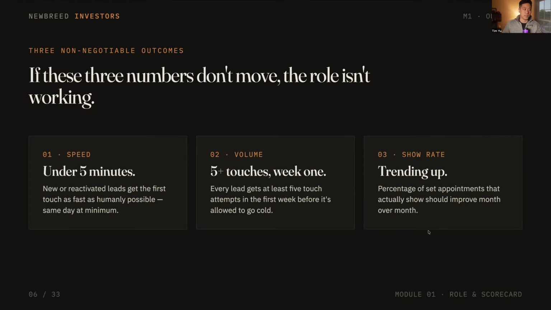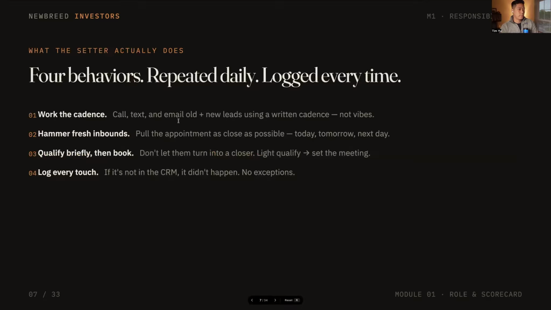And we'll talk about this in the slide decks here. So these are what setters actually do. Okay, this is super important. There are 4 behaviors and they have to be repeated every single day, and you have to document this stuff every single day, right? The cadence: how many times you call, you text, and you email old and new leads, right? Using this cadence, and we've given you this cadence in the SOPs, of how aggressive you should be talking to these sellers and how often. That does not change. That never changes.